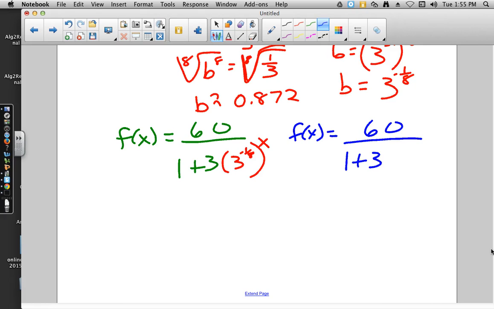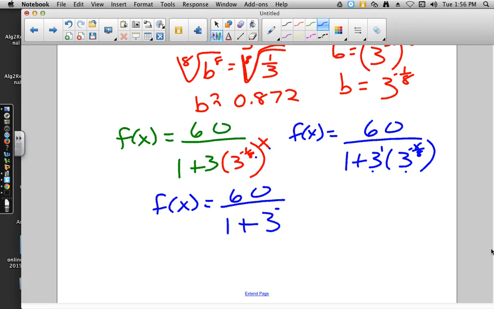Well, 3 to the -1/8 raised to the x power, we would multiply when you raise a power to a power, and that would be 3 to the -x over 8. And then you should notice we have multiplication of similar bases. And when you multiply similar bases, you add the exponents. So f of x would equal 60 over 1 plus 3 to the -x over 8 plus 1, because we would add those together. So in multiple choice form, you might see an exact answer like this.